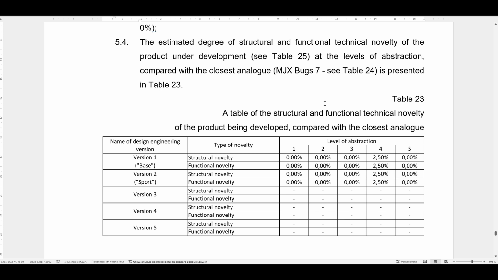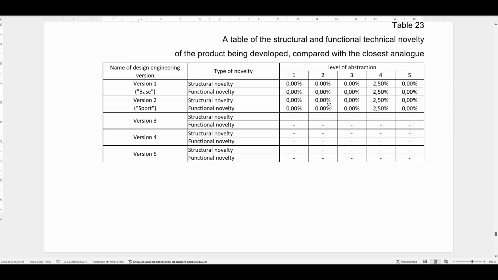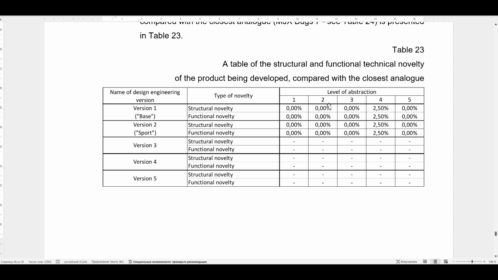The assessment of the degree of novelty of the product and the risk analysis of section 5.1 of the technical assignment is implemented in two types, tabular and textual. Firstly, in the form of a table of structural and functional technical novelty of the product under development, which is formed on the basis of the structural and functional model analog of the product under development by determining the ratio of the number of new functions to the total number of functions.